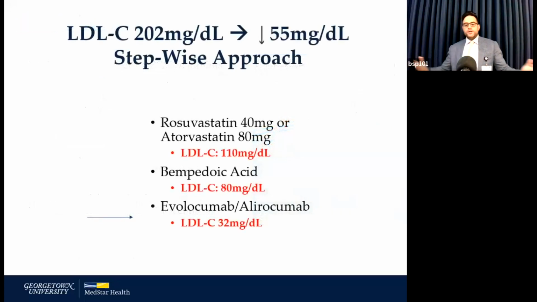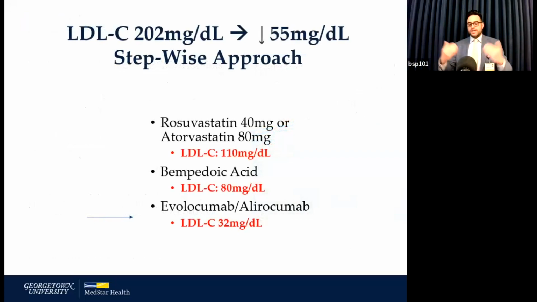So getting to our patient, finally. He had a cholesterol of 202. I picked rosuvastatin 40 or atorvastatin 80. I could have easily done 20 and 40 and seen his response. I maxed him out, and we got his LDL down to 110. At that point, I wanted to give him another oral agent before trying evolocumab. I could have done ezetimibe or bempedoic acid. I chose bempedoic acid, good synergistic effects.